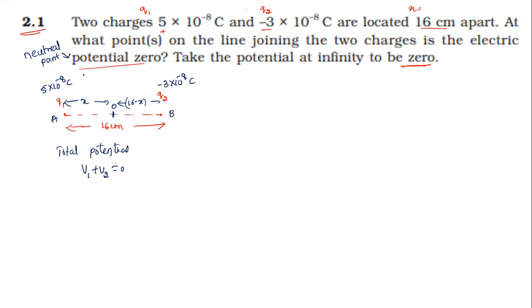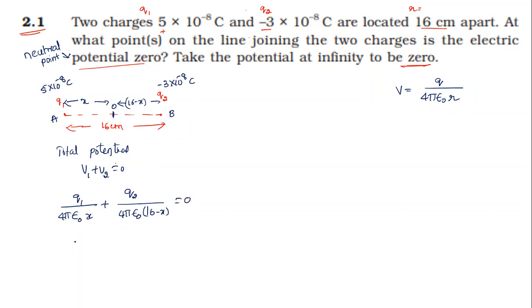They are asking for the neutral point. So now I'm going to find V1. What is the formula for potential due to a single charge? It is given by Q divided by 4 pi epsilon naught R. So here I use Q1 divided by 4 pi epsilon naught into X, plus Q2 divided by 4 pi epsilon naught into 16 minus X.